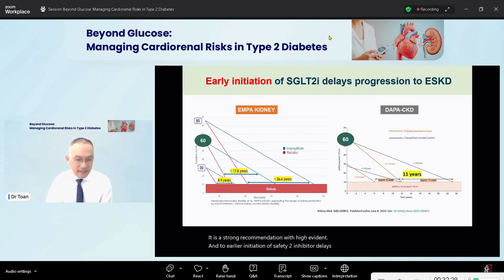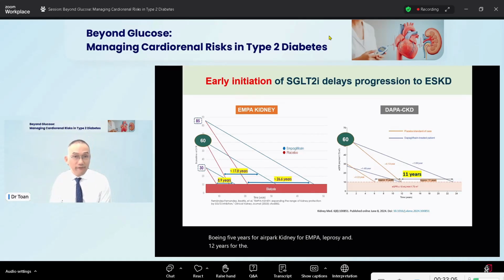end-stage kidney disease. Two major studies, DAPA-CKD and EMPA-KIDNEY, demonstrated earlier use of SGLT2 inhibitor in patients with diabetes at risk of CKD can delay progression by 7.8 years for EMPA-KIDNEY and 12 years for DAPA-CKD.